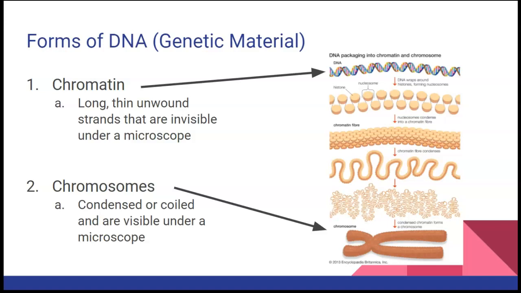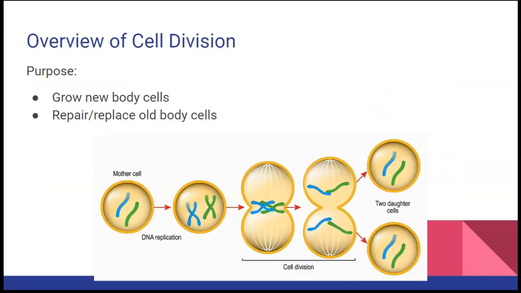Okay, now that we have our two basic forms of DNA, let's get into actual cell division. So the general purpose here is to grow new body cells or repair and replace old body cells. Okay, so when your body cells get old and tired and they don't work as well, that's what cell division is there for. It replaces them and makes new body cells.